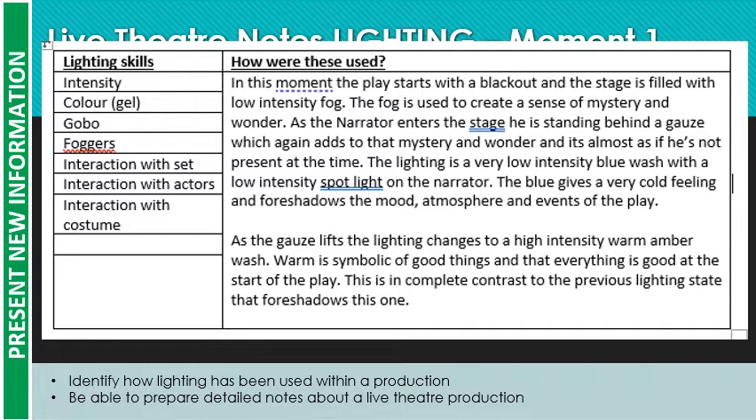As the gauze lifts, the lighting changes to a high intensity warm amber wash. Warm is symbolic of good things and that everything is good at the start of the play. This is a complete contrast to the previous lighting stage that foreshadows this one. So it's all nice and warm, it's happy now. We see Mrs. Johnson dancing around, she gets married, she has some kids. However, when the narrator was on, it's all very cold and mysterious, and we know that there's an air of bad and dark in the atmosphere. Okay?